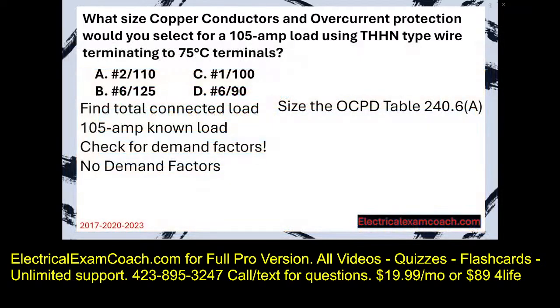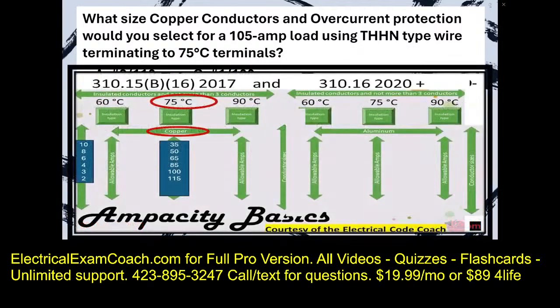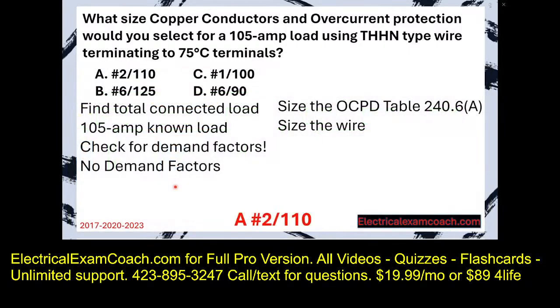Now, let's size the wire. For that, we head to our primary ampacity table. The known load's 105 amps. We're on the copper side of the table because that's what the question said. We're in the 75 degree C column, and we go down and find a wire that covers the known load, 105 amps, and we're going to end up with a number 2 wire on a 110 amp breaker. Great job.